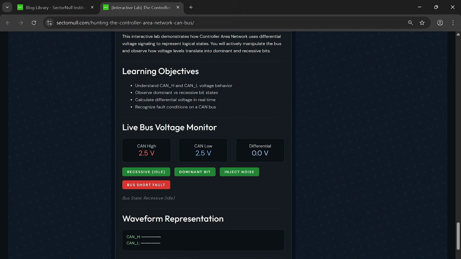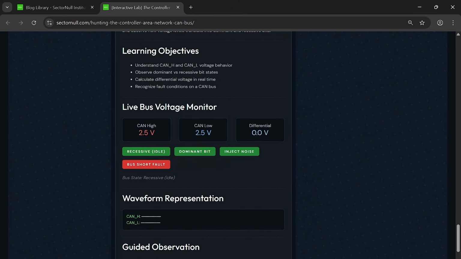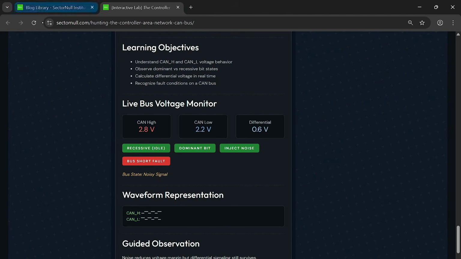Before touching anything, look at the live bus voltage monitor. You should see CAN high and CAN low are equal. The differential voltage is near zero. This is the idle state of a healthy bus. You can see the bus state is recessive idle.